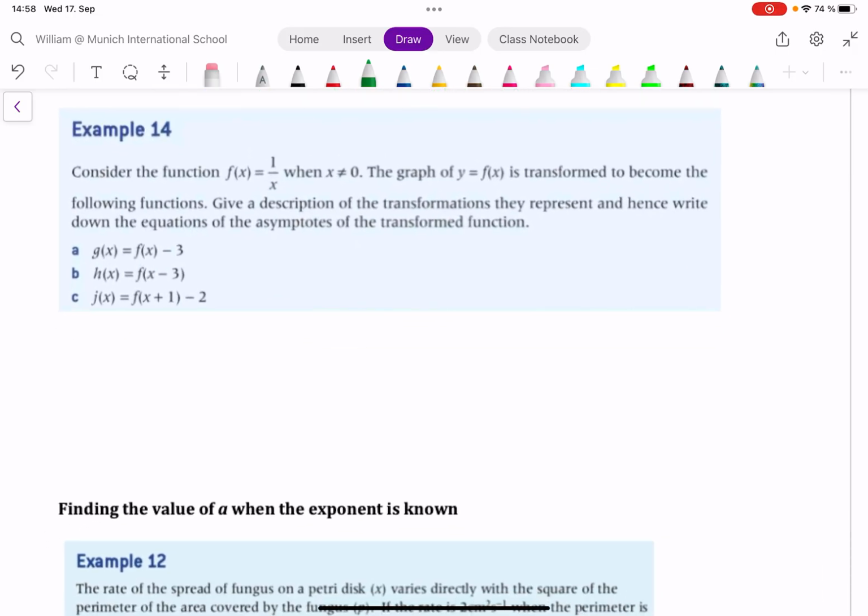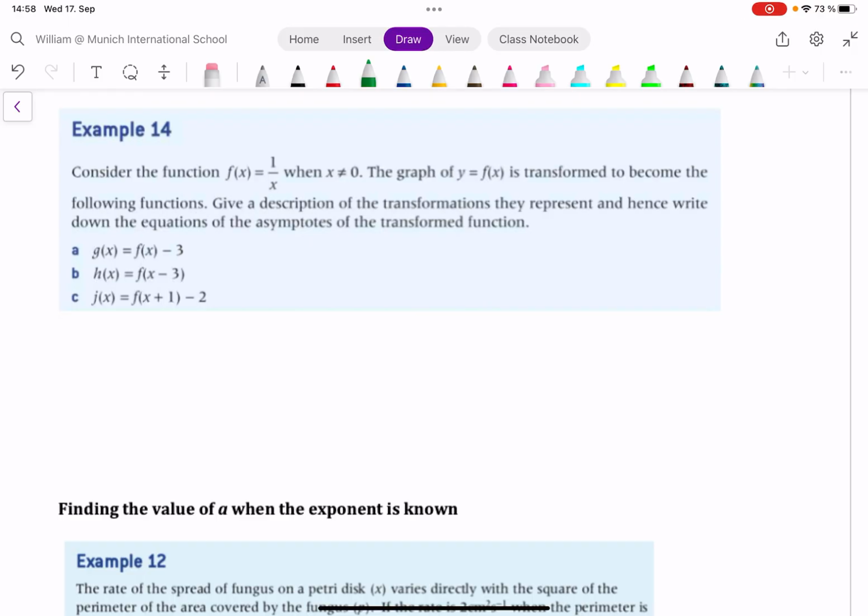All right, so let's take a look at this question here. We can take a look at these inverse ones and what questions might actually look like. So here it says, consider this function f of x equals 1 over x when x is not equal to 0. The graph of f of x is transformed and becomes the following functions. Give a description of the transformation they represent, and then write down the equations of the asymptotes of these transformed functions.